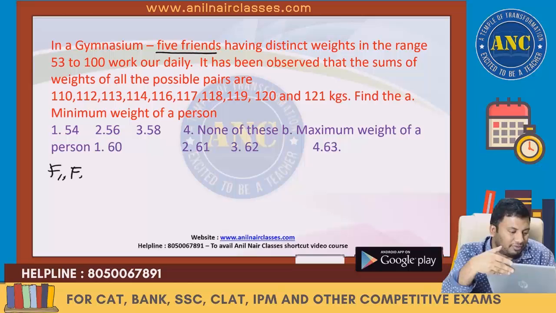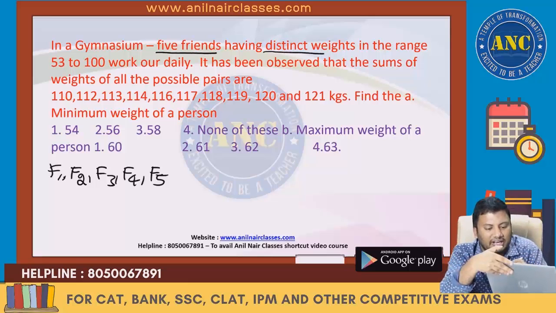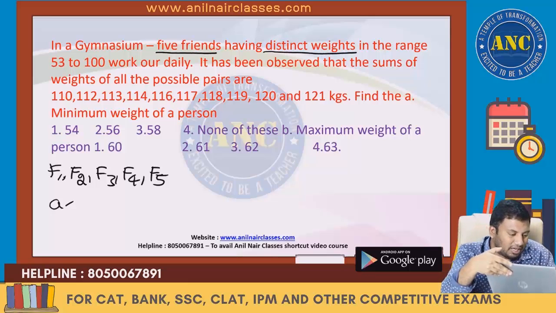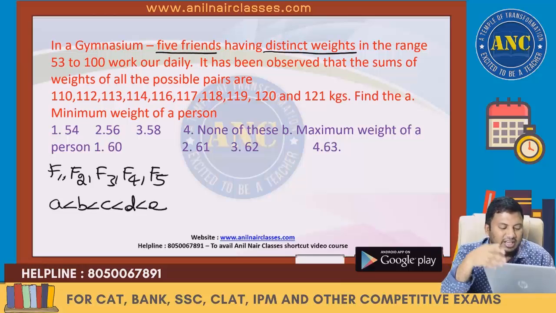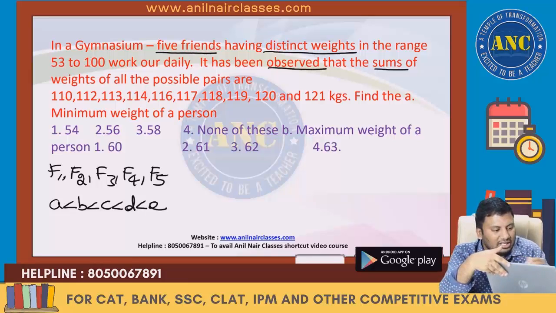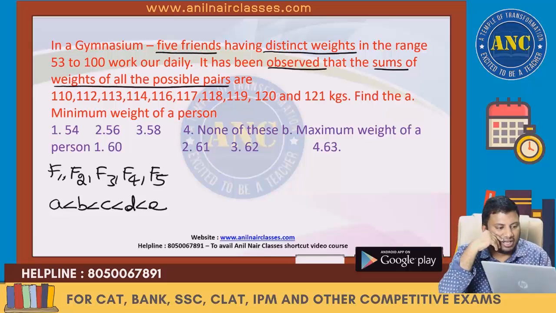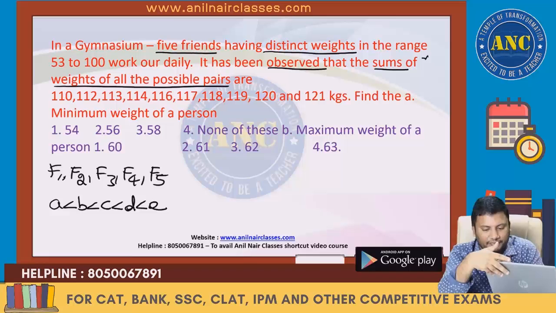F1, F2, F3, F4, F5. There are 5 friends, each having distinct weights. Because they are distinct, let me call the weights A, B, C, D and E. In the range of 53 to 100, it has been observed that the sum of the weights of all the possible pairs. So what we are doing in a gymnasium, distinct, it is the sum of the 3 weights.